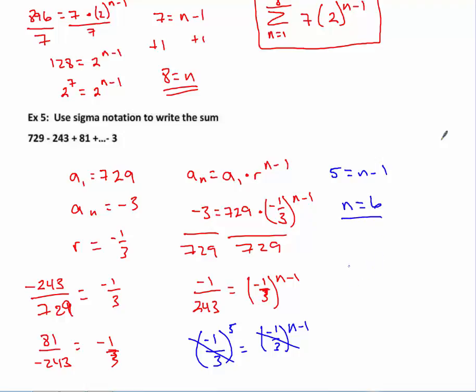And then we can write our summation. So this is the sum from n equals 1 to 6 of a sub 1, 729, times r to the n minus 1. And all that says is we take 729 is what we start with, and we're going to multiply it by negative 1/3, however many times it takes to get to the end.